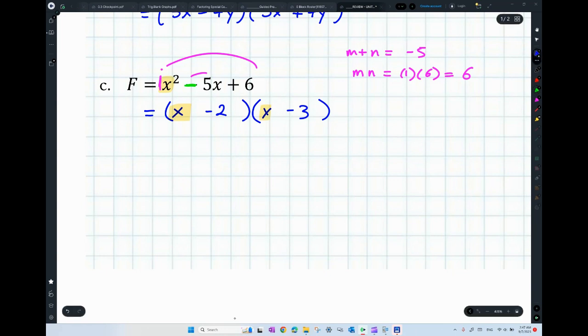So how can I get 6? I can get it by 1 times 6, but the sum is 7. 2 times 3, the sum is 5, which is what I have here. Get used to that gymnastic and practice, practice, practice.